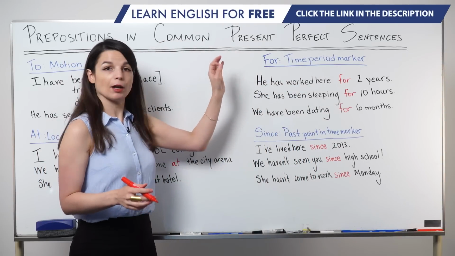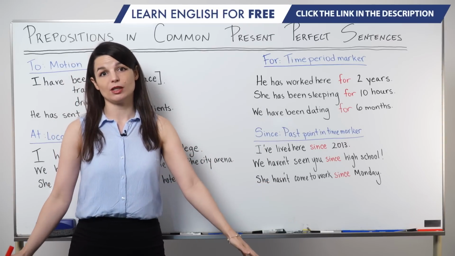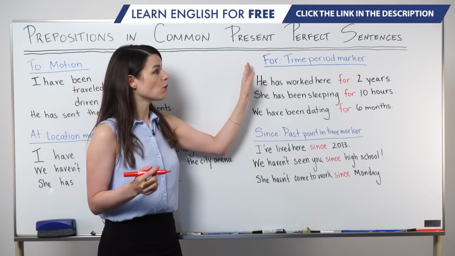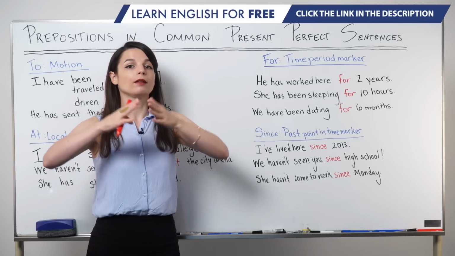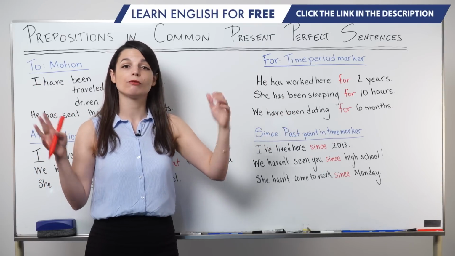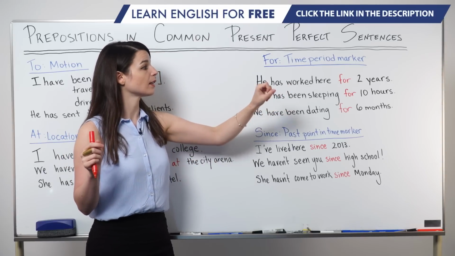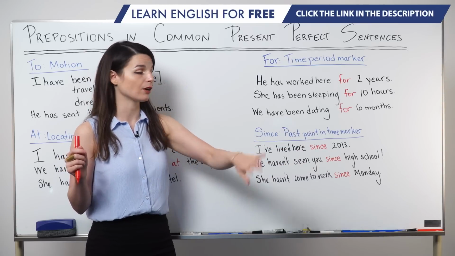For the second part, I want to talk about for and since, very, very commonly used with present perfect tense. First, we use for to mark time periods. So a length of time. We use for to mark this. For example, he has worked here for 2 years.